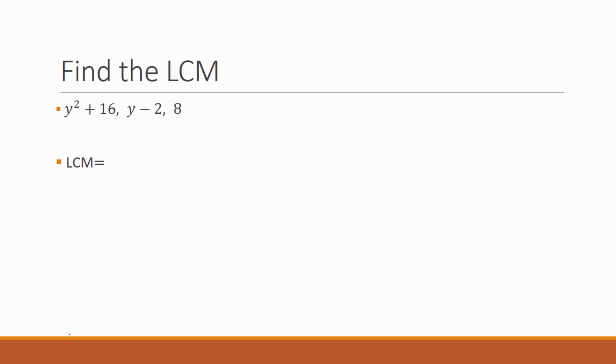So our least common multiple now will just be a combination of all three of those expressions. 8 times y minus 2 times y squared plus 16. Each factor is used. That will be our least common multiple.